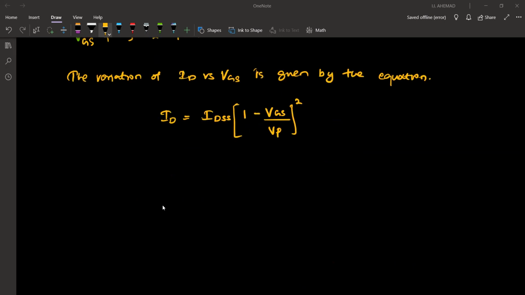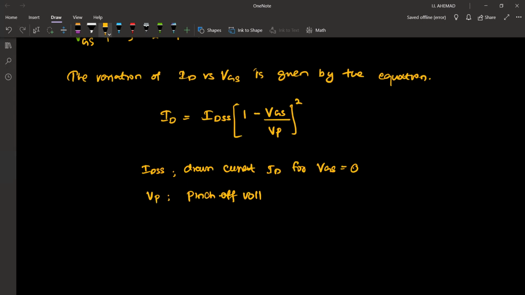So this is the graph, and this is the equation for that graph. Then IDSS is the drain current ID for VGS equal to 0. VP is the pinch off voltage, or we can say it's the VDS for VGS equals 0.